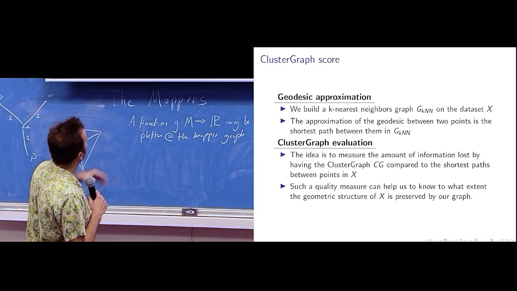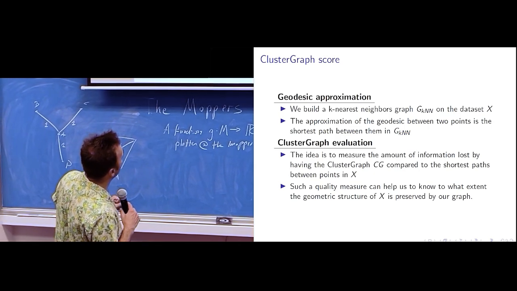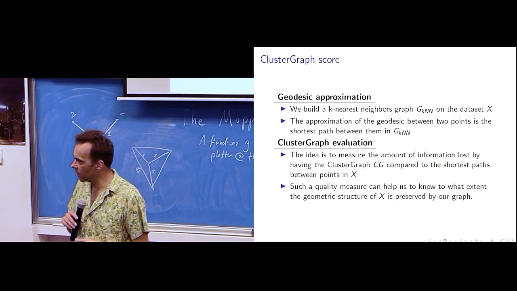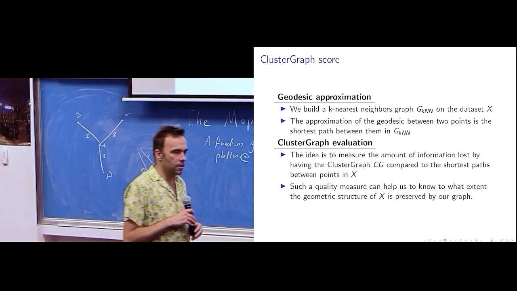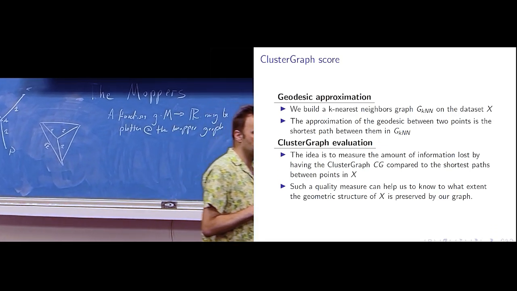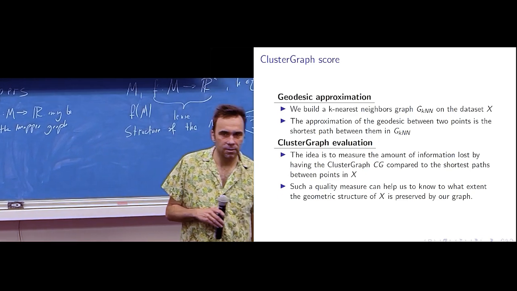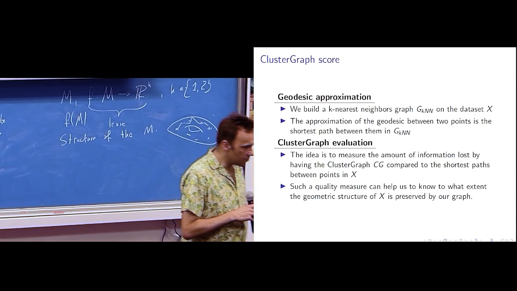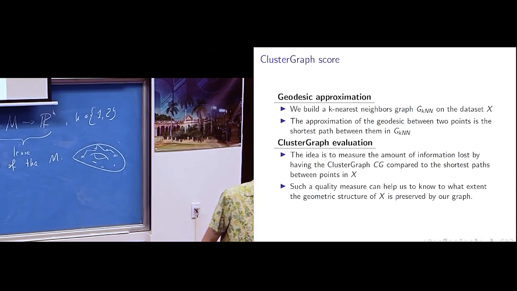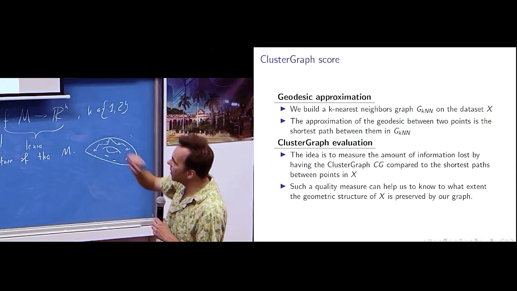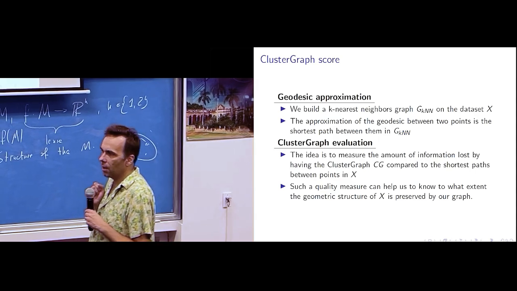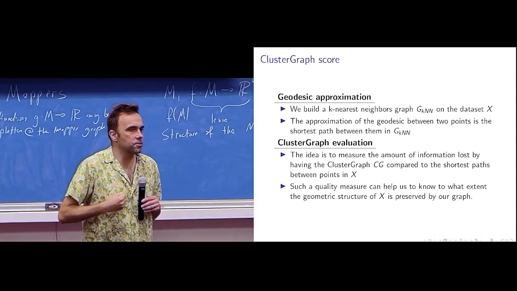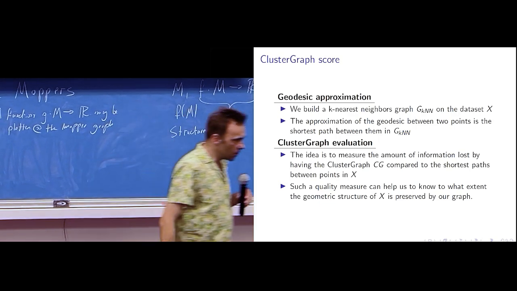So there are multiple ways. We chose the idea of building a k-nearest neighbor graph. So I'm connecting every point to its k-nearest neighbors, and then I'm solving the shortest path problem on the obtained graph. That's a good estimator of the intrinsic distance. And right now, I will say that my cluster graph or my mapper is good if it preserves these intrinsic distances that we are estimating. So what do I mean by that?